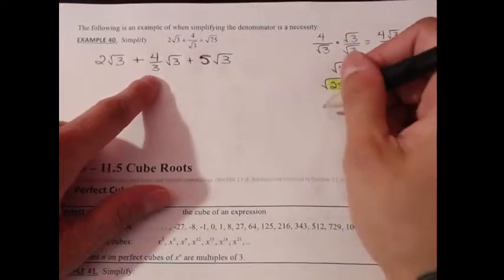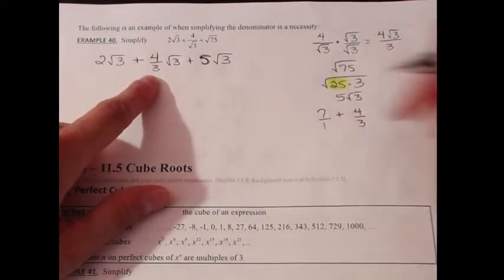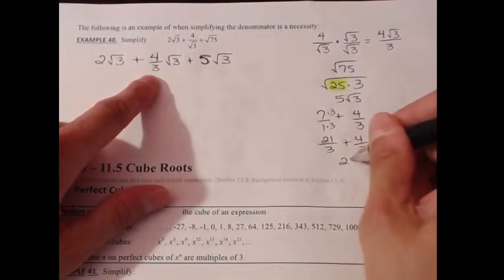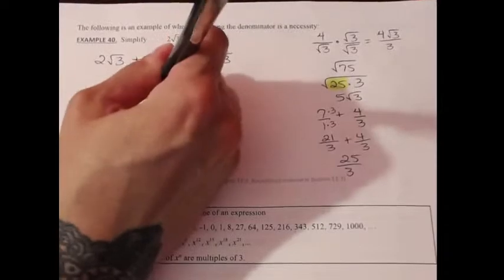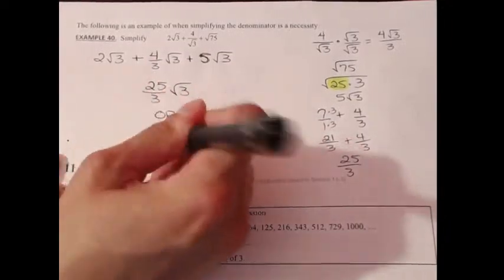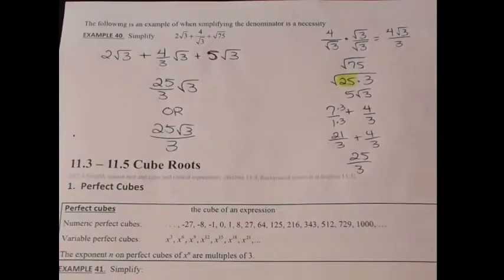So again, I'm going to do some side work. 7 plus 4 over 3. We know we need an LCD, so let's fix this. So it becomes 21/3 plus 4/3, which gives me 25/3. So when I combine all of these together, I get 25 over 3 square roots of 3, which I can write as 25 square roots of 3 over 3. Either of these will be perfectly acceptable for this particular problem.